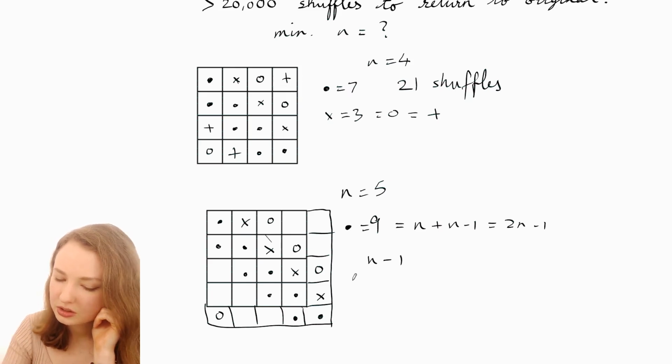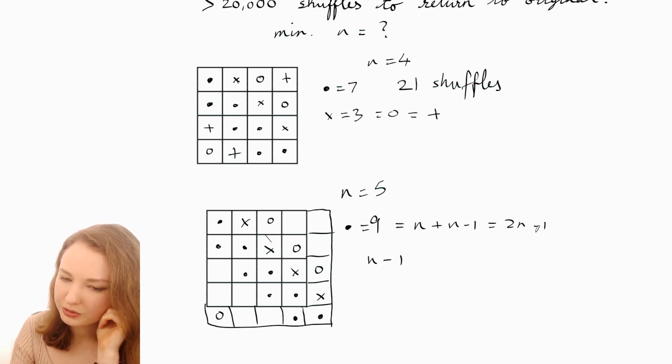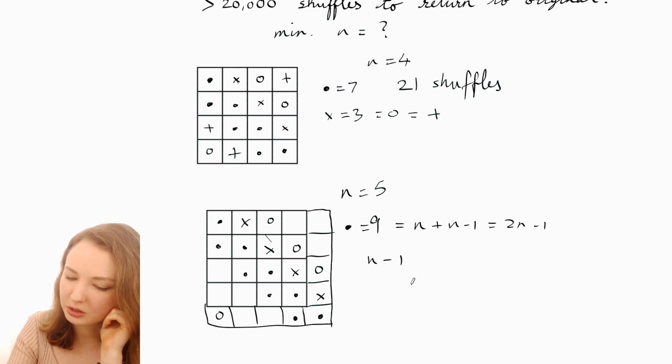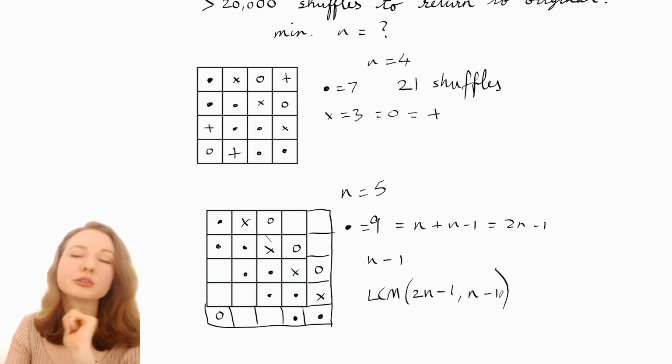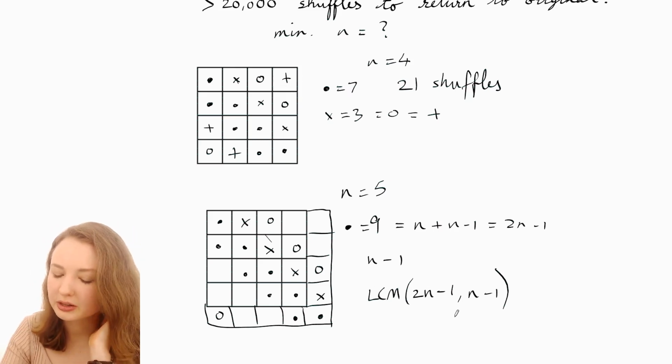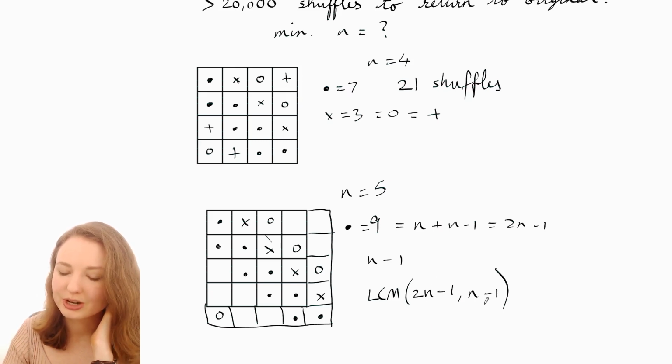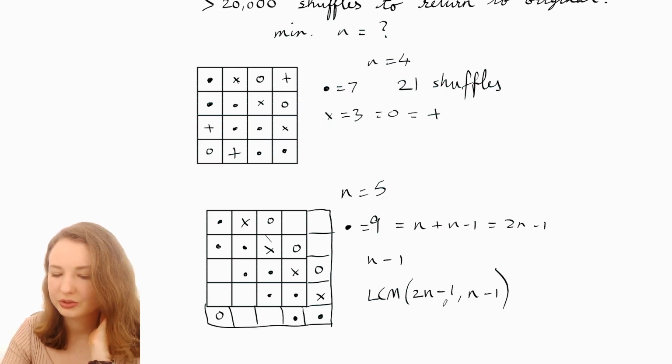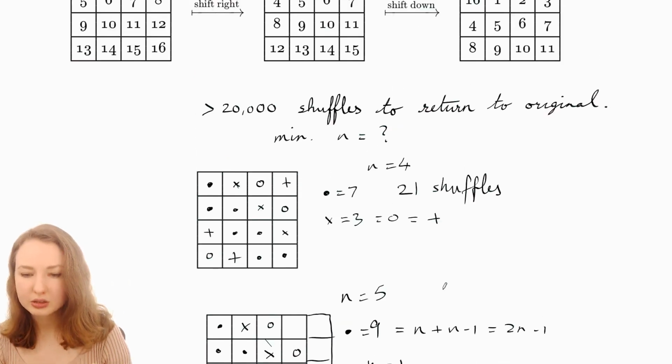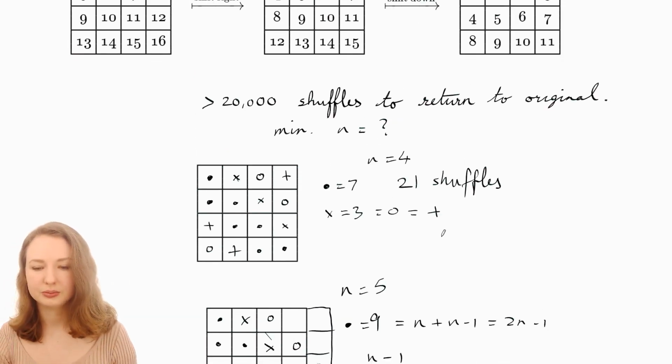So what the number of shuffles is to return to the original configuration is going to be, well, really what we want is the lowest common multiple of the 2n minus 1 and the n minus 1. So that might be just plain multiplying them if there's no common factors, or it might be a bit more complicated. Hopefully that makes sense to you, that the number of shuffles needs to be a multiple of both that one and that one. So the minimum number of shuffles to return to the original configuration has to be the lowest common multiple of these two numbers. So we want that to be at least 20,000.